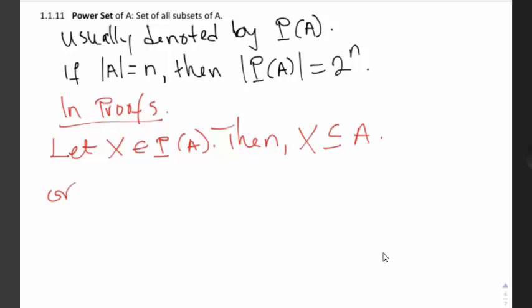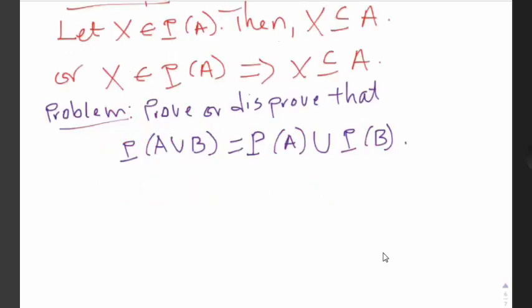Or we simply say that X, an element of the power set of A, implies X is a subset of A. As simple as that. Problem: prove or disprove that the power set of A union B equals the power set of A union the power set of B. Now, observe that the power set is a set.